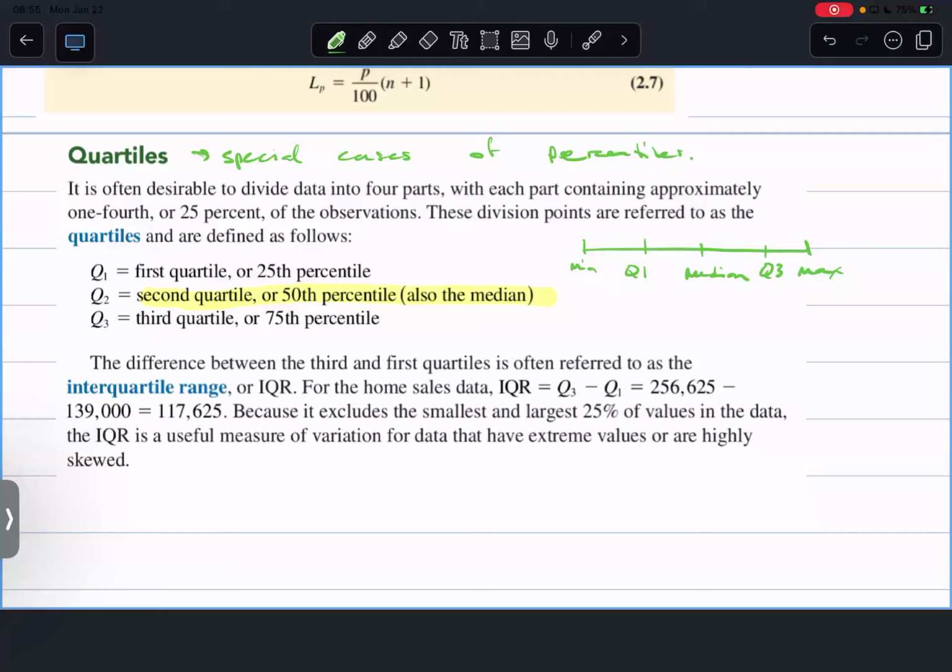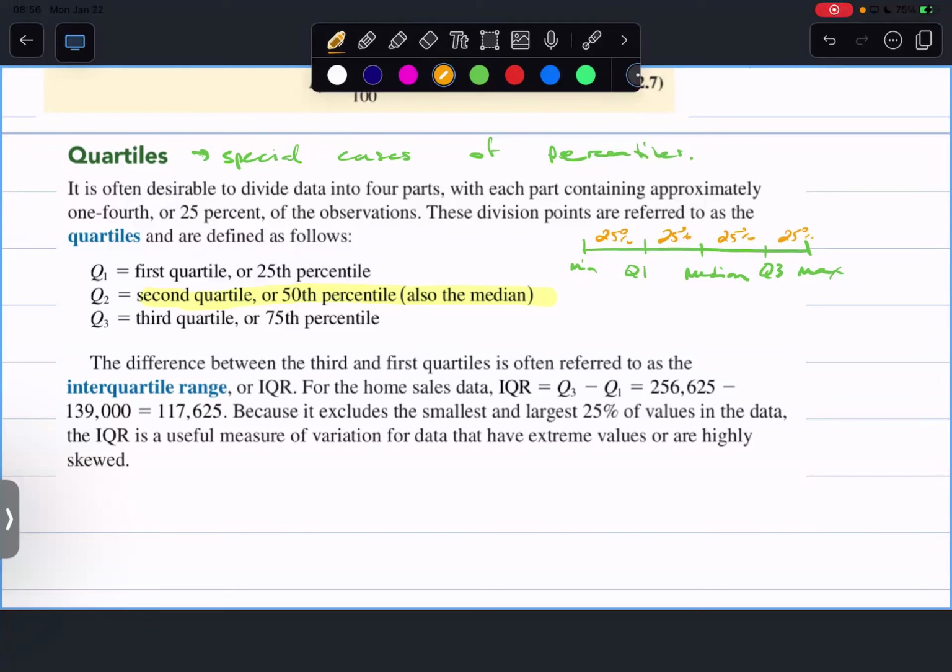Splits your data into quarters. Okay, why would we use this? We're going to focus on the distance between Q1 and Q3, which is the distance between the central 50% of the data, right? I've got 25% of the data here, 25%, 25%, 25%, and 25%.